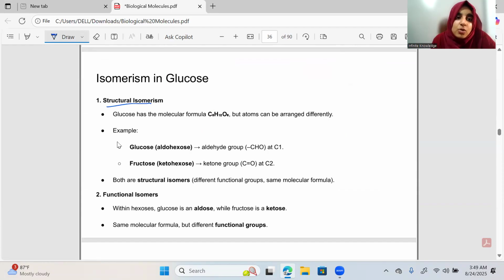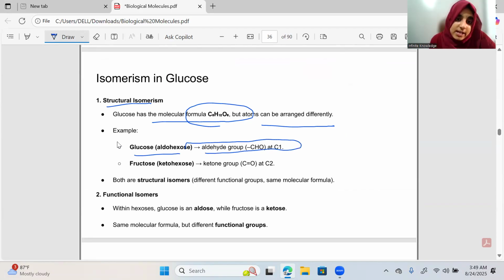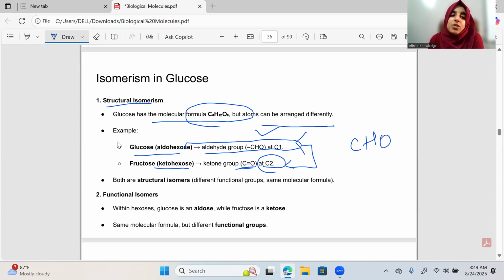Structural isomerism. Glucose has a molecular formula of this, C6H12O6, but its atoms can be arranged differently. For example, glucose is an aldohexose, right? Its aldehyde group is at carbon number 1, and fructose is a ketohexose, which has a ketonic group, okay, at carbon number 2, right? So both of these have a similar structure. Both of them have the same number of carbon atoms, the same structure, but there's a difference of functional group. So this is functional group isomerism. Glucose has an aldehyde group, which is CHO, and fructose has a ketonic group, which is C double bond O, okay?